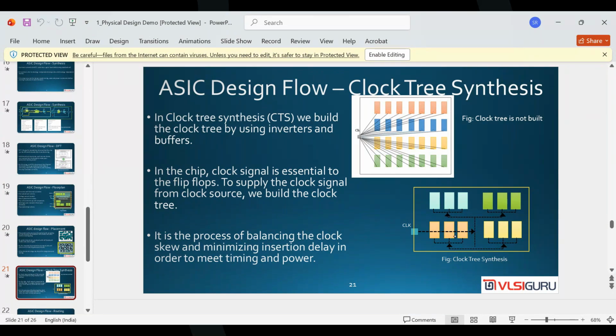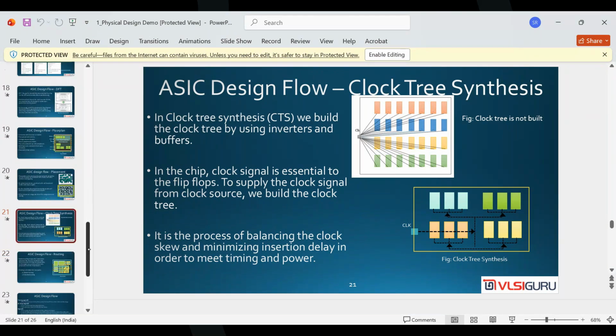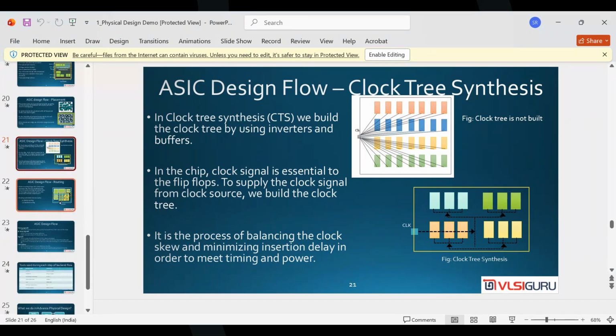Of course, many terminologies will be new to you. You won't be understanding them yet. We will discuss when we are in the advanced session, right? So it usually minimizes the skew and insertion delay.